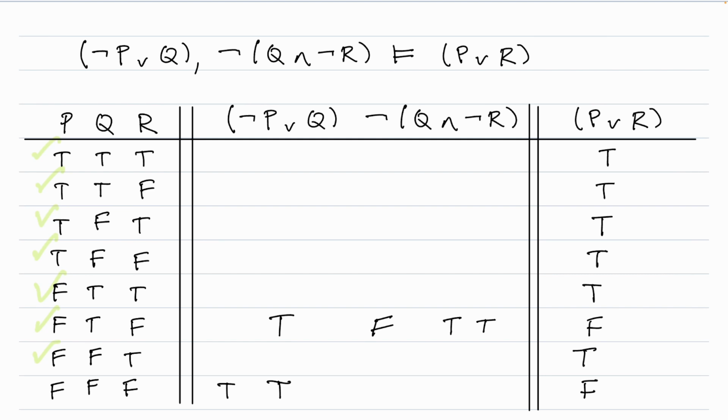Now let's figure out the truth value of the second premise on line 8. On that line, Q is false, so the conjunction of Q and not R has to be false, so the negation of that conjunction is true. So on the last line, both premises are true and the conclusion is false. Thus, there is a valuation of the atoms P, Q, and R, which makes the premises true and the conclusion false. So in this case, the claimed entailment does not hold.